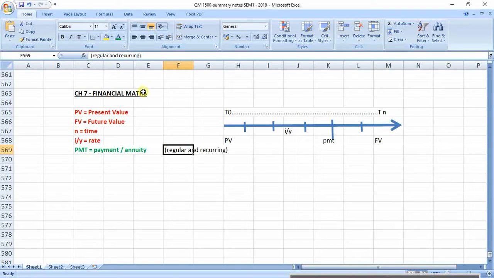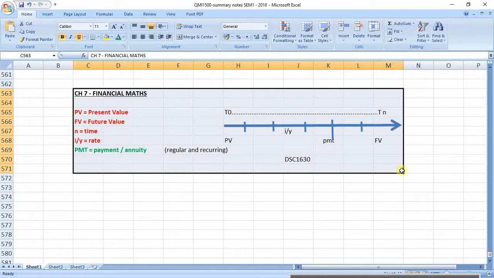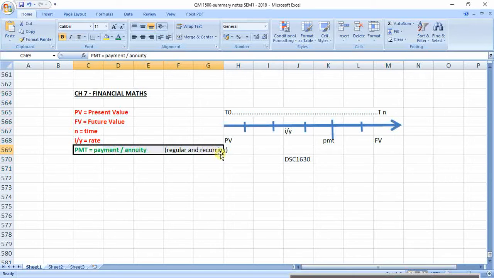Which I saw you don't cover. That's just not something that's in your book specifically. You don't know about this module, hey? DSC 1630. No. You haven't had to do it, hey? No. So that module is actually more advanced than this financial mathematics. But as long as you've just got the basics, that's all you really need.